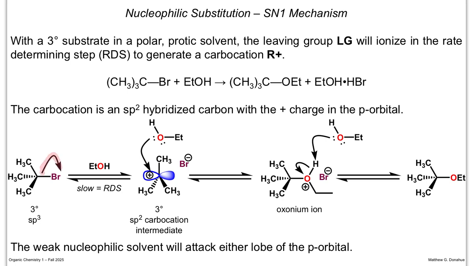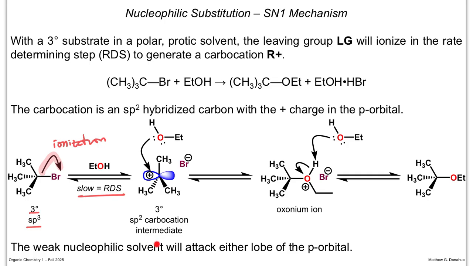So here's the ionization. So that's the slow step. We start with a tertiary substrate. The carbon is sp3 hybridized. When bromine departs with those 2 electrons, the carbon hybridization changes. It goes from sp3 now to sp2. The plus charge resides in the empty p orbital.